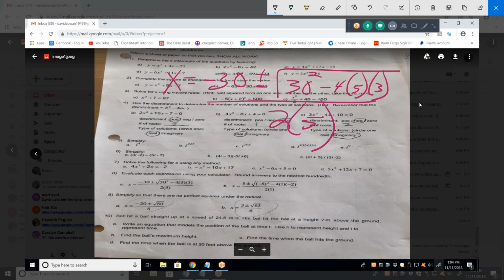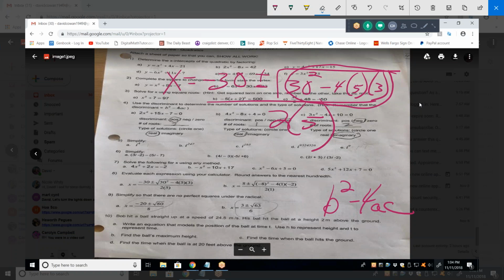But what happens is this 3 is frequently a negative 3, and people make a mistake figuring out the discriminant. That's the discriminant right there. The discriminant is b squared minus 4ac. It is not the square root of that. It is b squared minus 4ac.